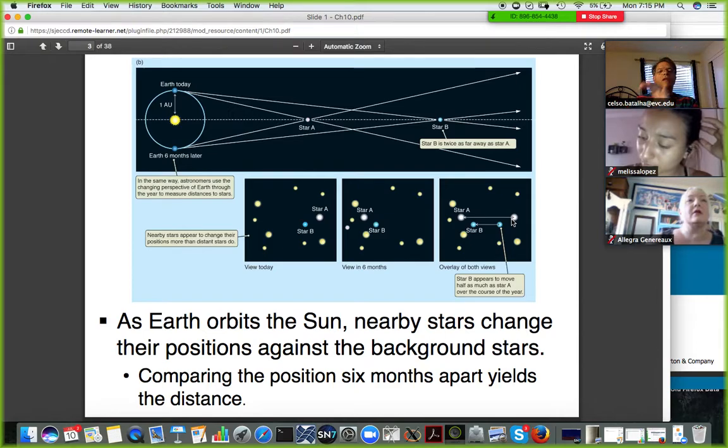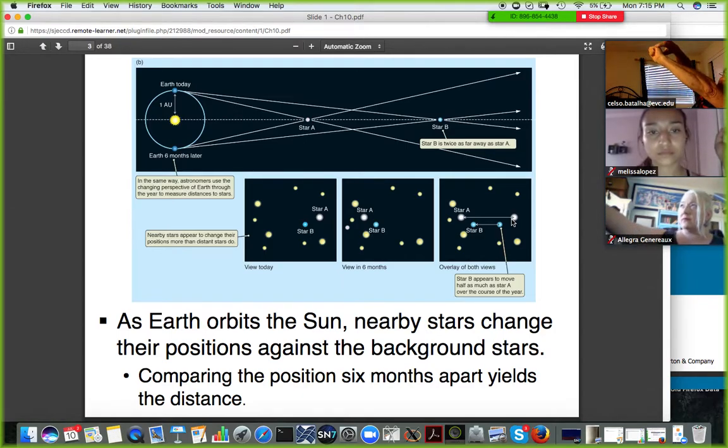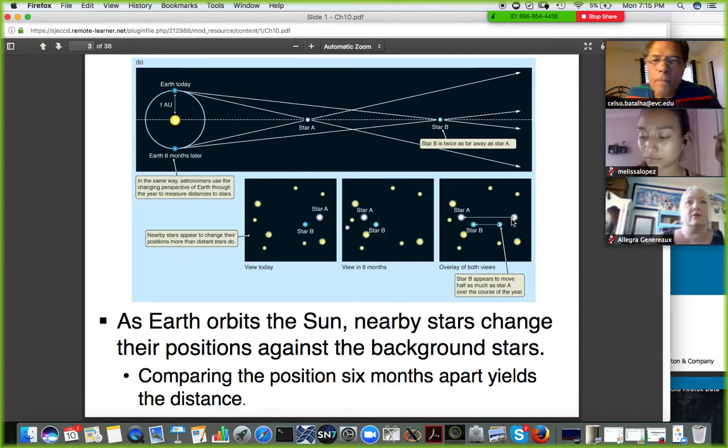Because remember in chapter 2, we saw that if we make a fist at arm's length like this and project that fist against the sky, the fist will project more or less an angular separation in the sky of about 10 degrees.